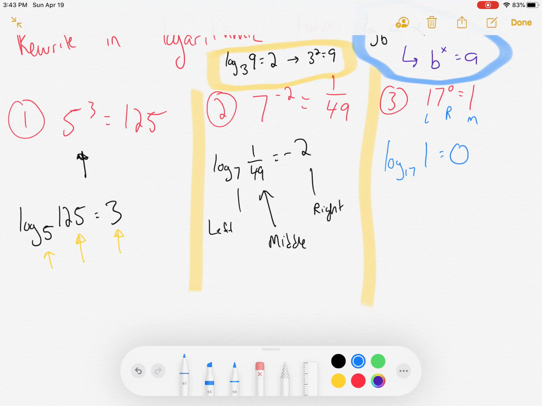I believe that is all I have for you today. We're taking a whole day for this because it's very, very important for you to be able to go between the two forms. You need to go between logarithmic and exponential form very quickly and very efficiently.